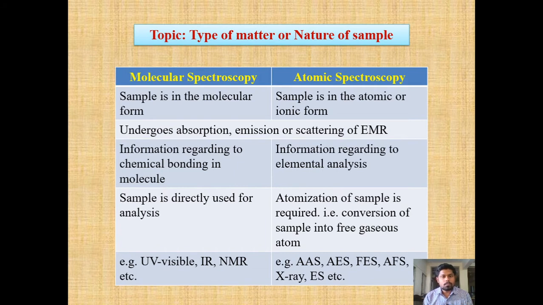The difference between AES and FES is the radiation source. In AES, radiation sources are like arc, spark, plasma, while in FES, the radiation source is a flame. A well-known instrument known as a flame photometer works on the principle of FES, that is a flame test. Flame test is the principle of the flame photometer.